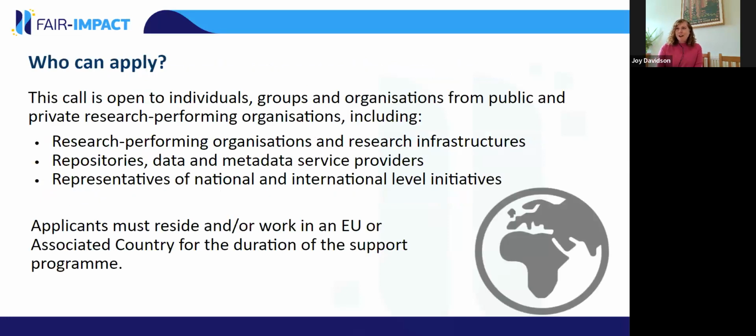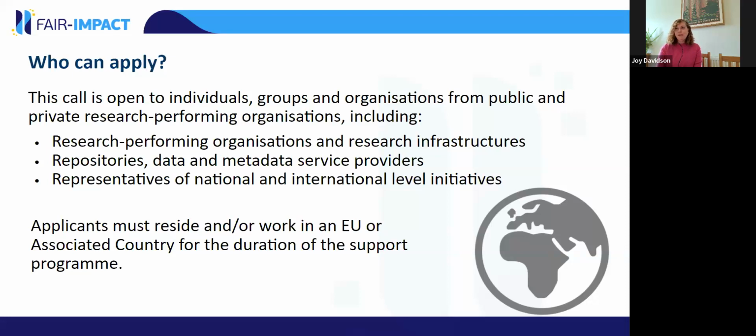Last slide for me before I hand over to my colleague Rita. We just wanted to remind people who can apply to the open calls. It's basically open to any individuals, groups, or organizations, as I mentioned, not just from public, but also from private research performing organizations. So universities, research centers, research infrastructures, it's open to all, but we also have dedicated support programs for repositories and data service providers and for national level initiatives.